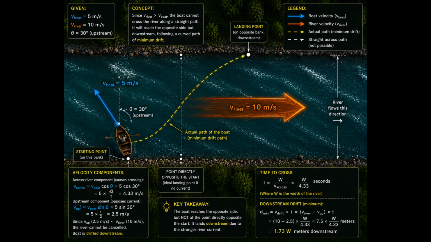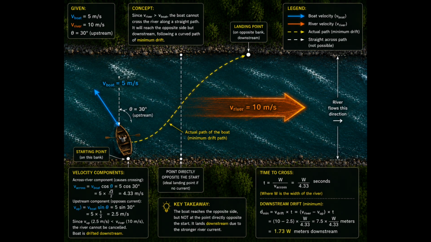The blue arrow represents the boat's own velocity. The massive orange arrow shows the much stronger river current. Now let's break the motion into components. The across river component of the boat's velocity is v across equals 5 cosine 30 degrees, which gives approximately 4.33 meters per second. This component is responsible for carrying the boat toward the opposite bank. The upstream component is v up equals 5 sine 30 degrees, which equals 2.5 meters per second.